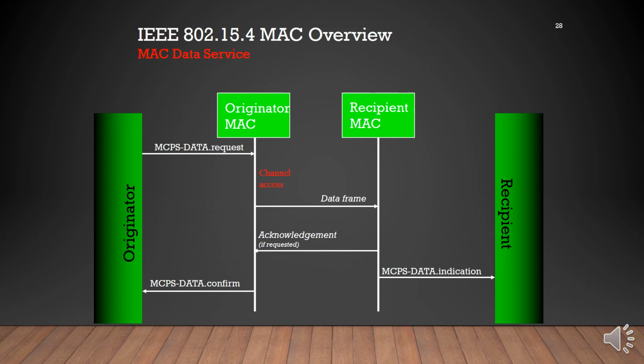So overall, the MAC data service is originated with a request. The originator MAC does the channel access, and the data frame will be sent. The recipient MAC will give the acknowledgement. Then the MCPS data indication goes to the recipient. The originator's data is sent.